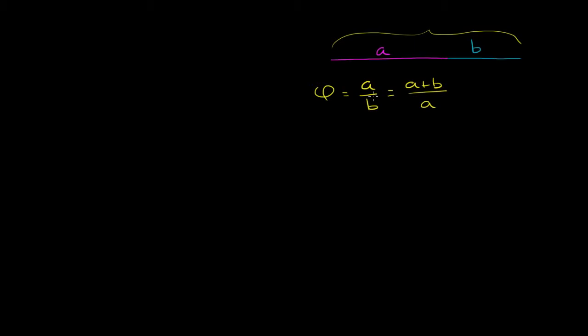Well, if phi is equal to a over b, which is equal to a plus b over a, we know that a plus b over a is the same thing as a over a plus b over a. A over a is just 1. And b over a is just the inverse of this statement right over here. So b over a, this thing right over here, is phi, so b over a is going to be 1 over phi. So this is interesting. We've now set up a number, this special ratio, where phi is equal to 1 plus 1 over phi.